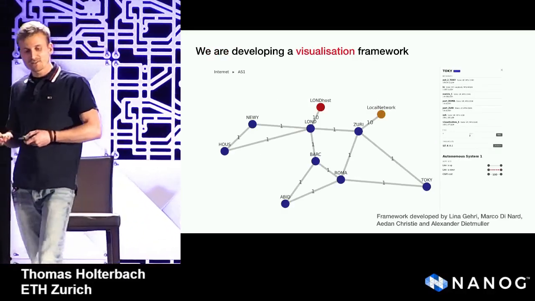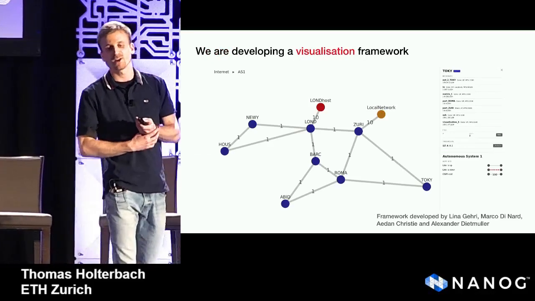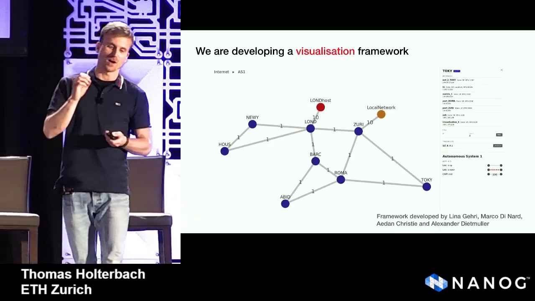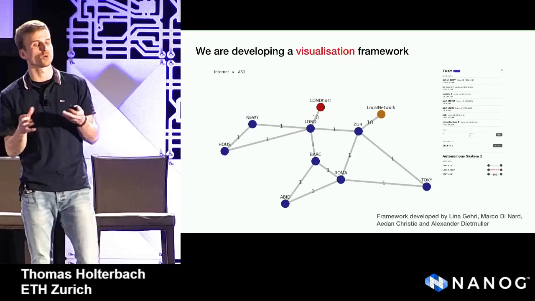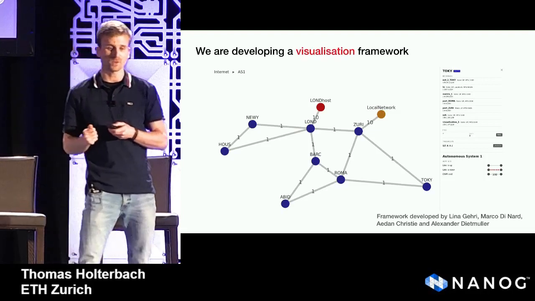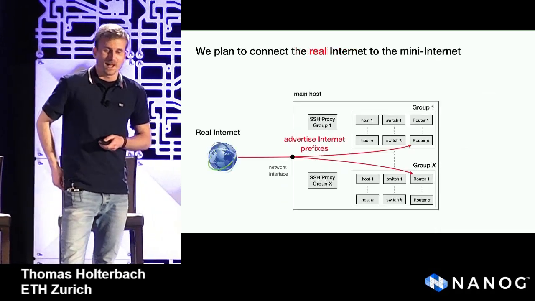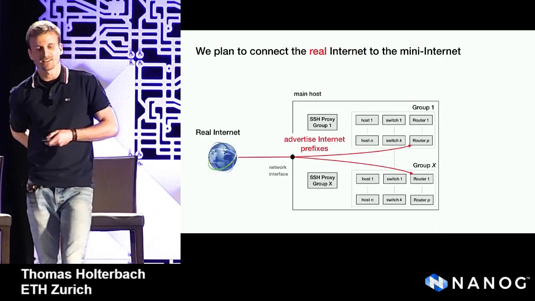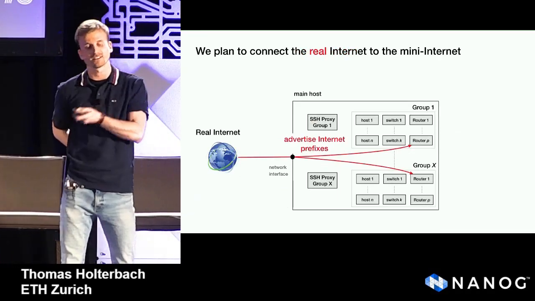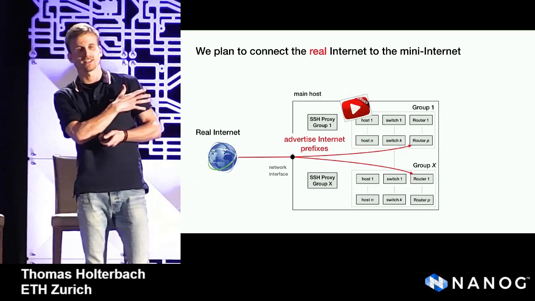Okay, so we are still actively working on this project. Every year we try to improve it. For instance, we are currently trying to develop a visualization framework where the students can see the status of each link and different OSPF weights, and they can run traceroutes and see the result via a nice web interface. We hope to deploy this visualization framework next year. We also plan to connect the real internet to the mini internet, so we would like to advertise some prefixes that are in the real internet into the mini internet, so that students, for instance, can stream video inside the mini internet.